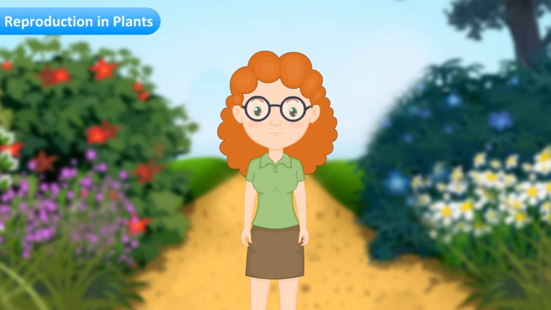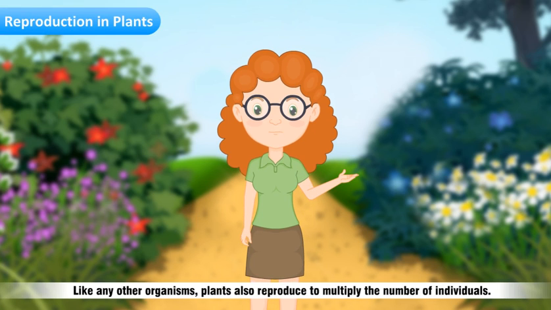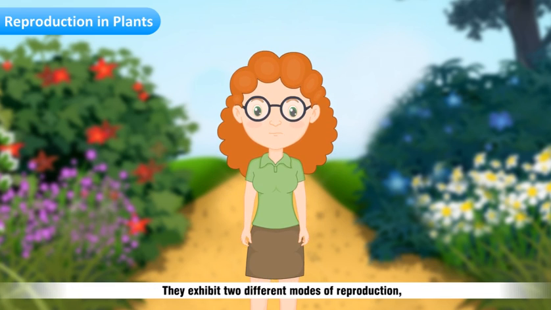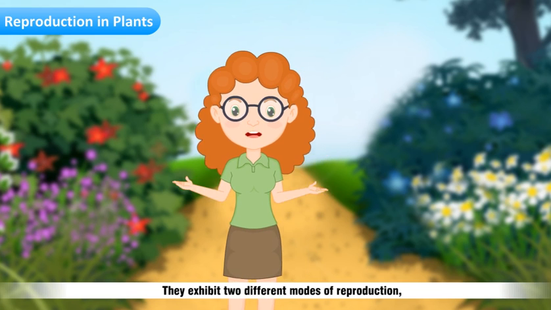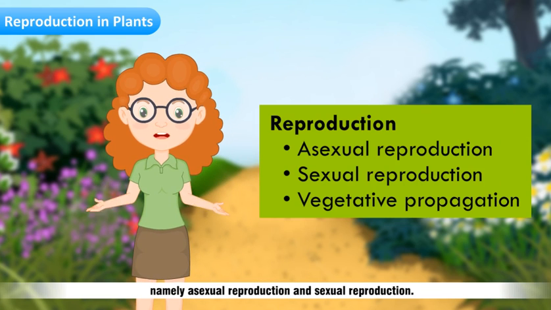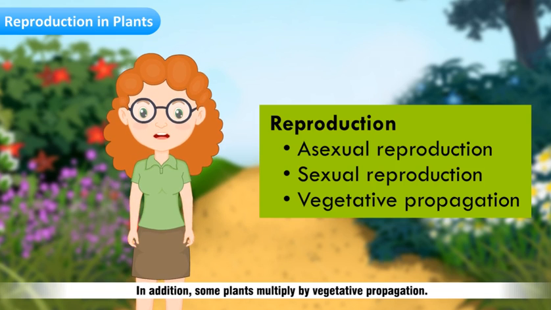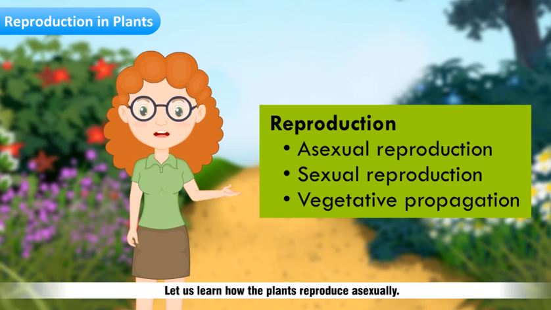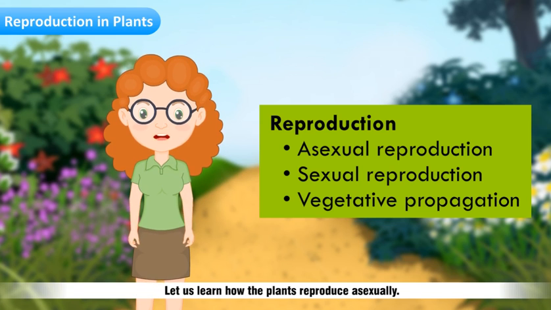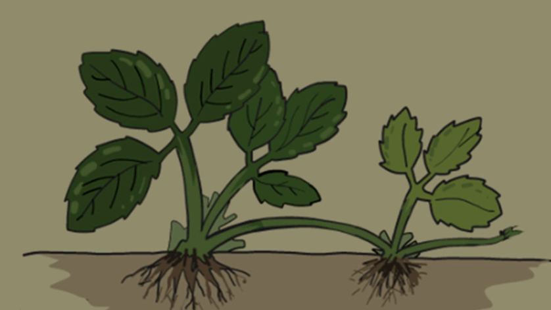Reproduction in plants. Like any other organism, plants also reproduce to multiply the number of individuals. They exhibit two different modes of reproduction, namely asexual reproduction and sexual reproduction. In addition, some plants multiply by vegetative propagation. Let us learn how the plants reproduce asexually.